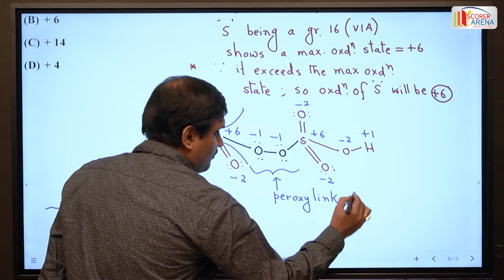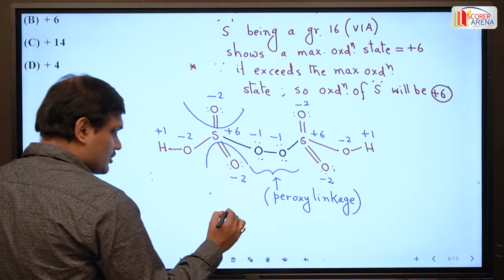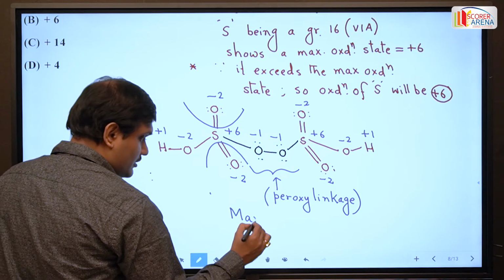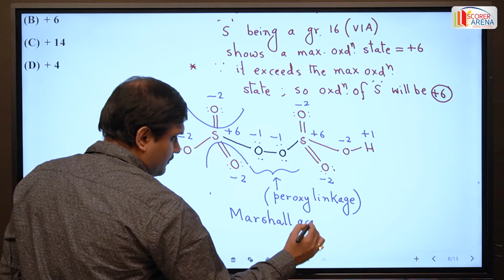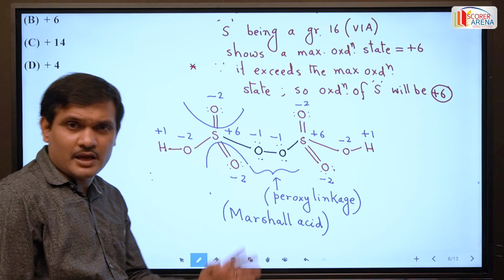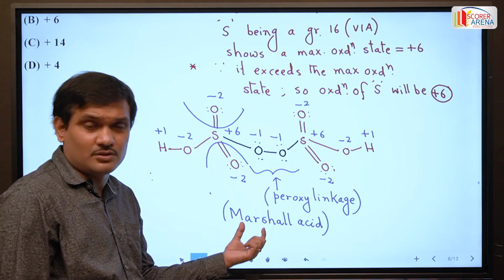And for your information, this acid is known as Marshall acid. It is one of the very strong oxidizing acids. If you electrolyze 50% sulfuric acid, then at the anode you will get this acid. It is a very strong oxidizing acid.